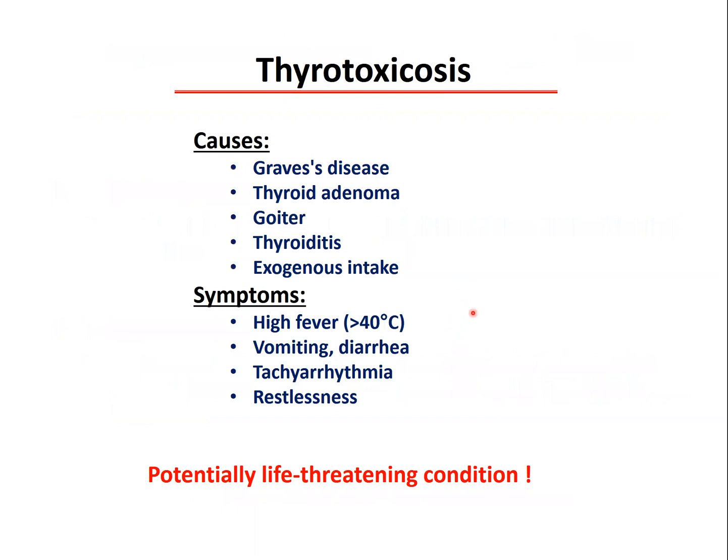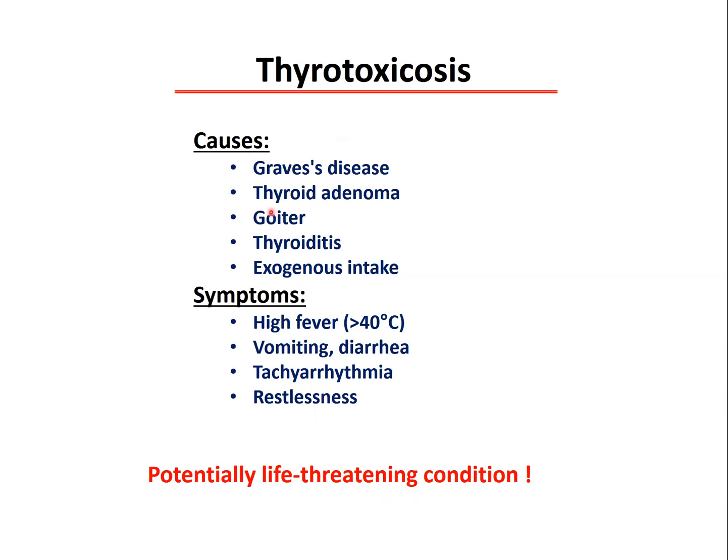Now, thyrotoxicosis, as we mentioned before, causes Graves' disease, hormone-secreting adenoma, warm or hot nodules, or goiter, which is only enlargement. Thyroiditis can be a cause, not every thyroiditis, but mostly subacute thyroiditis has a hyperthyroid phase, and exogenous intake of the thyroid hormone, as I said. The symptoms of thyrotoxicosis: very high fever, vomiting, diarrhea, tachyarrhythmia, and restlessness. This is a potentially life-threatening situation.